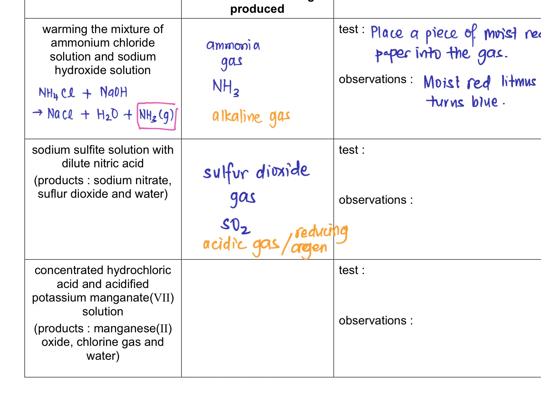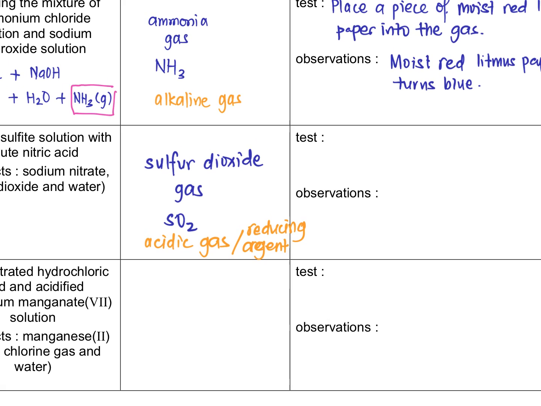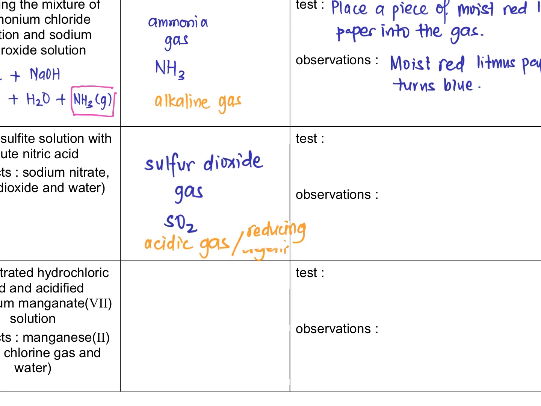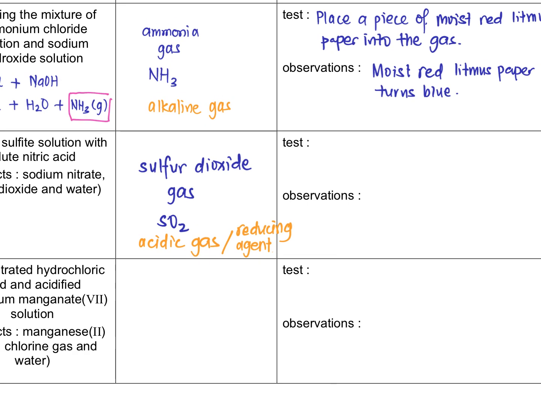So to test for a reducing agent, we can actually use an oxidizing agent. So now I'm going to ask you, what is a common oxidizing agent you can still recall? Potassium iodide is a reducing agent. If you cannot use potassium iodide, what's the other agent that is oxidizing? Potassium manganate. Okay, that one is not complete. It's acidified potassium manganate 7.